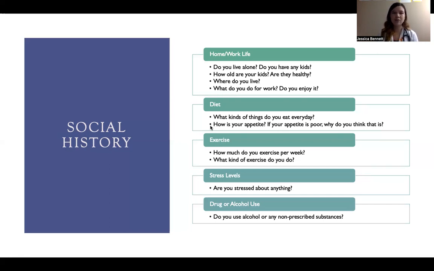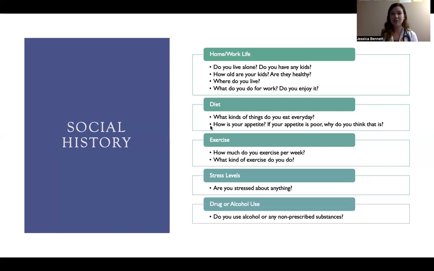The reason why we include this section is because a lot of the time, improving diet can help improve a patient's symptoms in a lot of different medical conditions. In addition, we want to ask about appetite because a patient's appetite can influence what kind of medical condition is bringing them into the doctor's office.